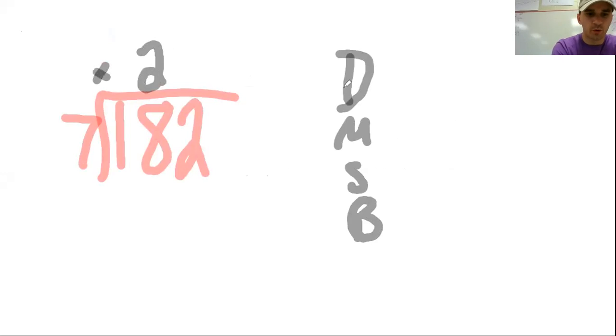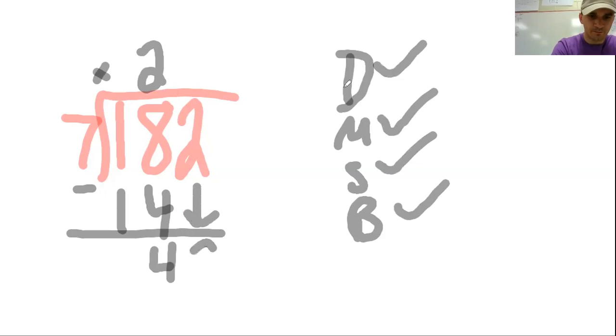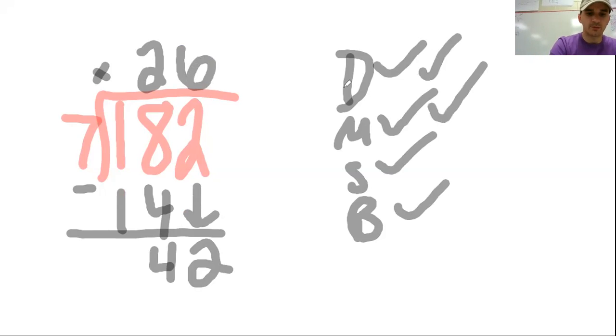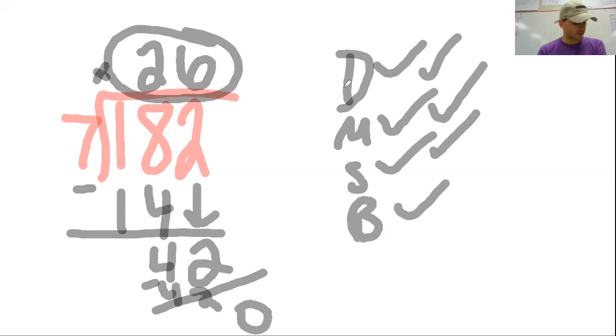Because 7 times 2 is 14. If I do that subtraction, it leaves me with 4. Bring down the 2. All right. And then I would start all over. 7 goes into 42 evenly 6 times. And 7 times 6 gives me 42. 42 minus 42 is 0. With nothing left to bring down, that answer would be 26, which is A.